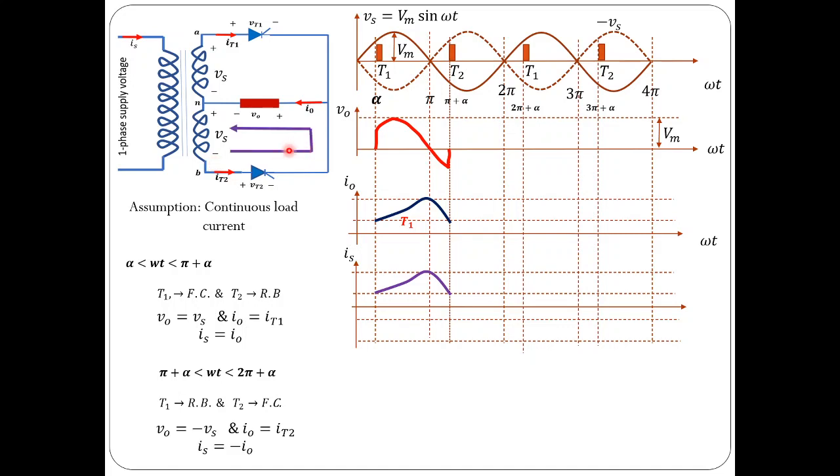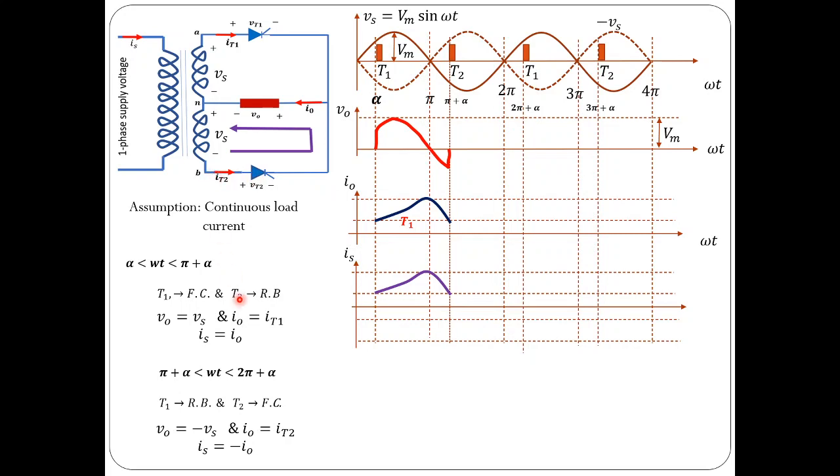So you can see during this period, this is the current path, and as thyristor 2 is conducting, the voltage across it would be 0. Applying KVL for this lower loop, you can see that V0 is equal to minus Vs, which is shown by the dotted line here. So during the period pi plus alpha to 2 pi plus alpha, V0 is the same as minus Vs. So that is minus Vs this way.